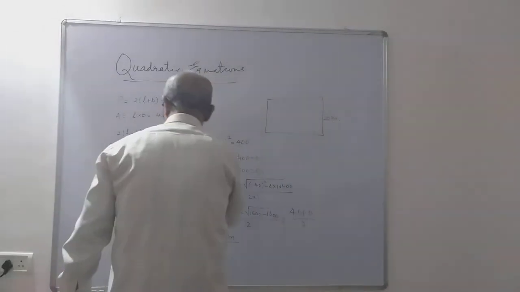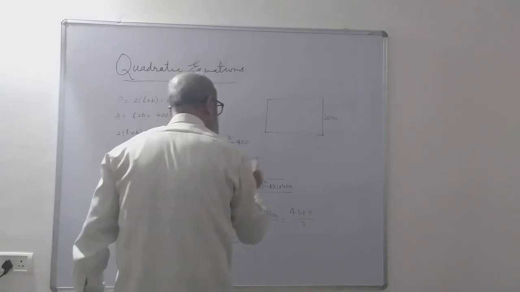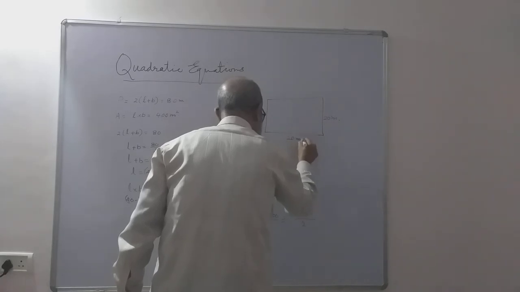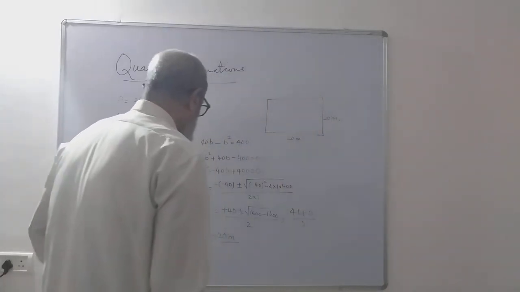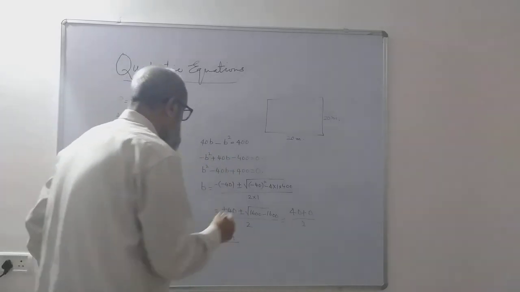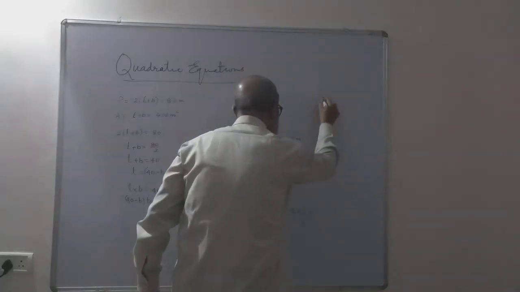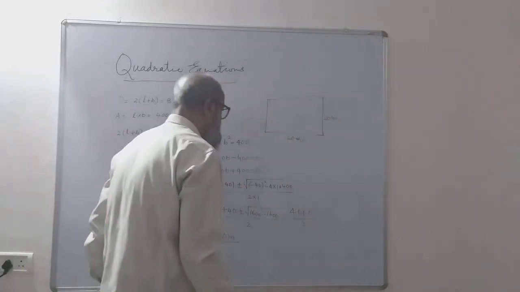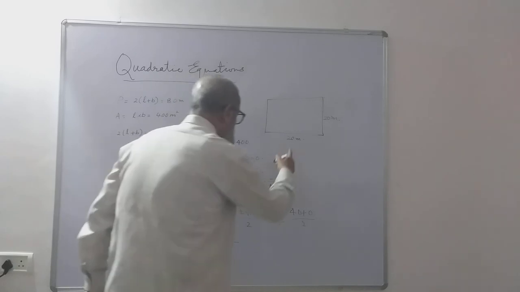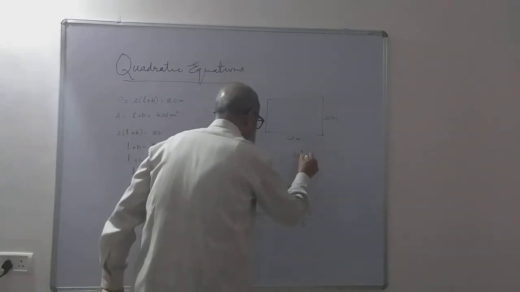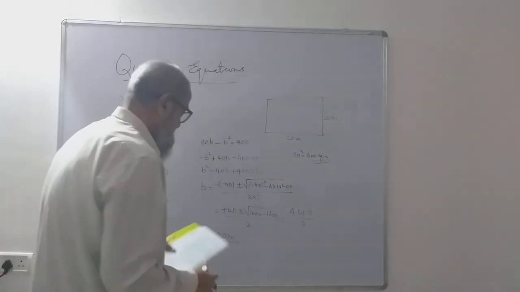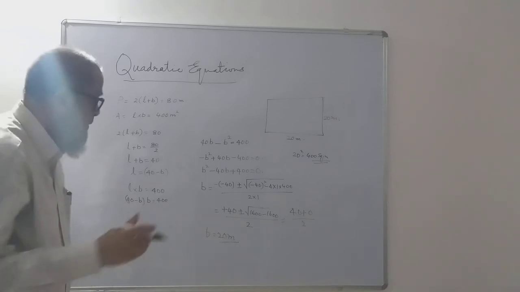And L will be 40 minus B. 40 minus B means 40 minus 20. This is also 20. It will be not a rectangular field. It will be a square field. Both sides will be equal. Now, perimeter is 20 plus 20 plus 20 plus 20. That is 80 meters. So it is correct. Then area is 20 into 20, 20 square, that is 400 square meters. That is also correct. So the answer is right. We have verified the answer. So this is how it can be done.